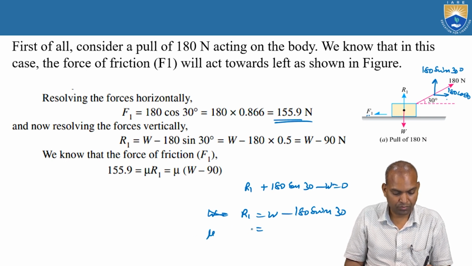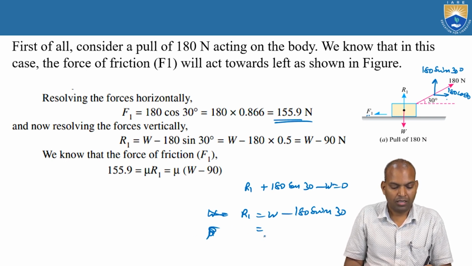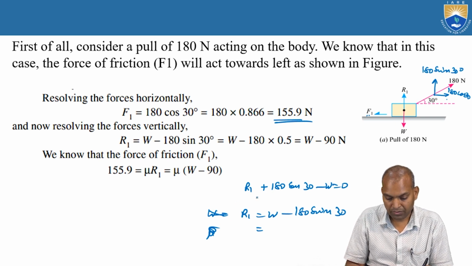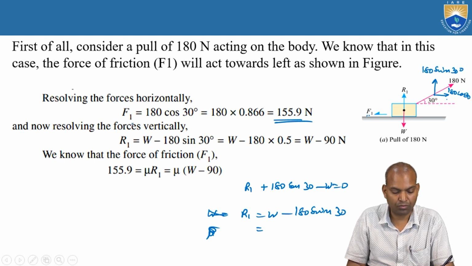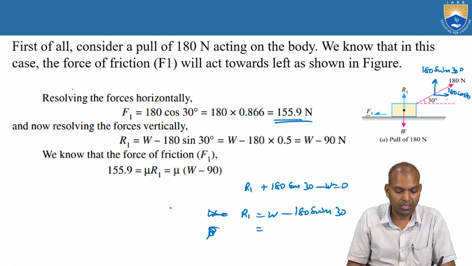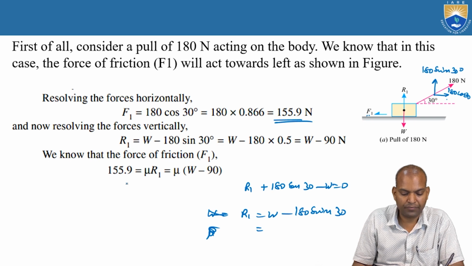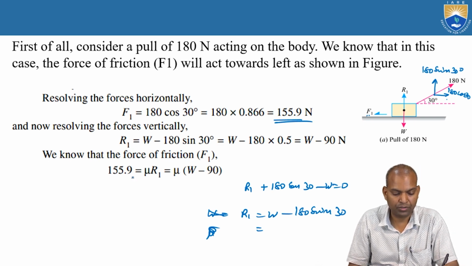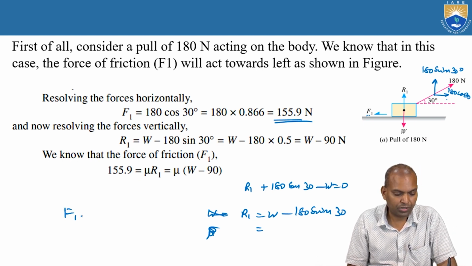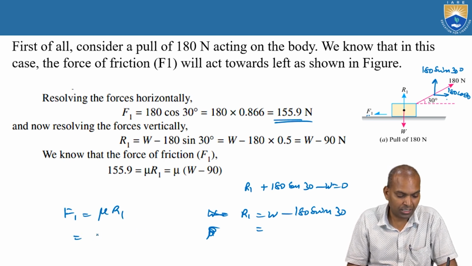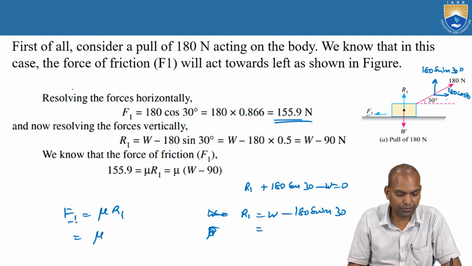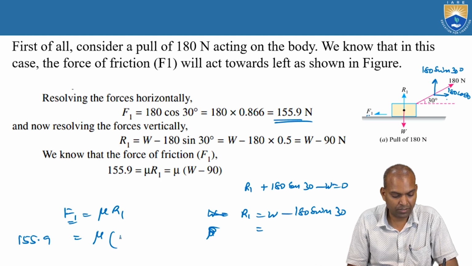Mu times R1 equal to F1. So, we know that friction force F1 equal to mu times R1. What is the mu? Mu is to be calculated. What is the F1 here? 155.9 newtons equal to mu times R1. What is that R1? W minus 180 times sin 30.